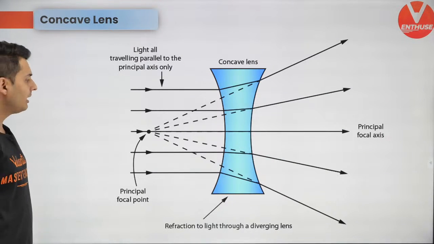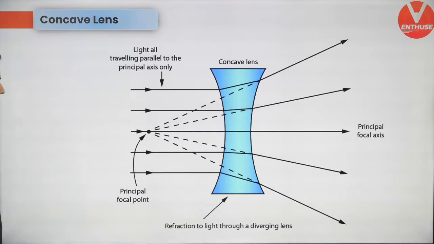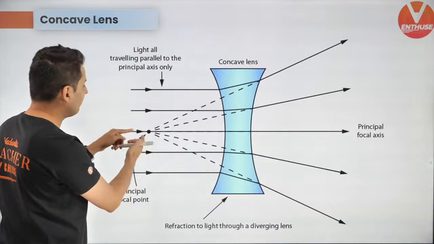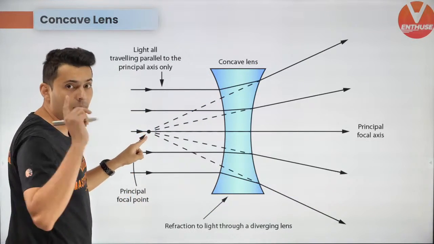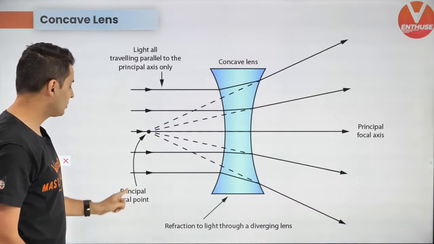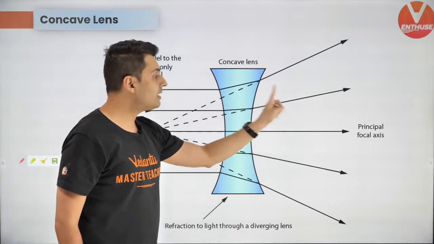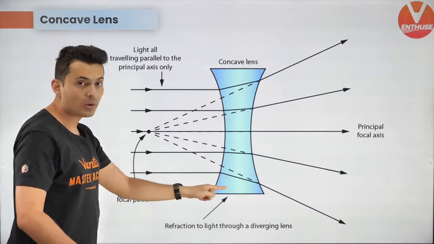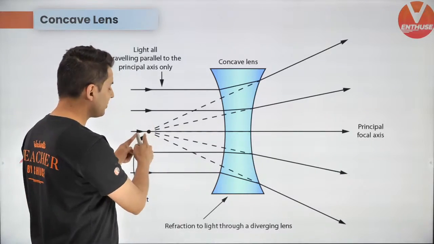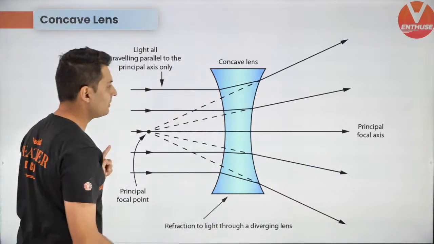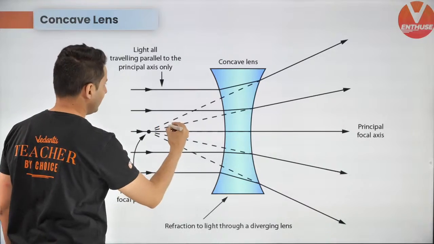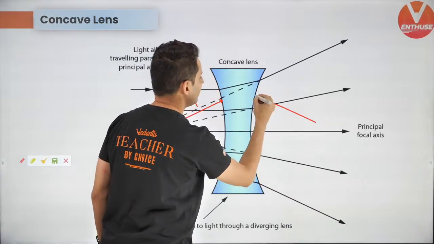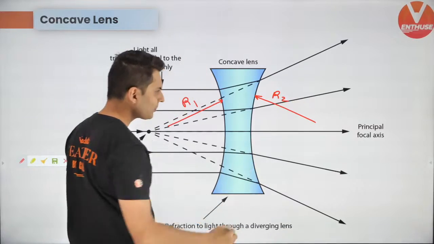Now talking about concave lens, like I was telling you, the rays which are parallel, they diverge. So they appear to diverge from this point. So this is your primary focus. Okay, this is your primary focus. The secondary focus will be here, and the focal length will be negative. Okay, the focal length is negative. Understand this will be radius of curvature 1 and this will be radius of curvature 2.